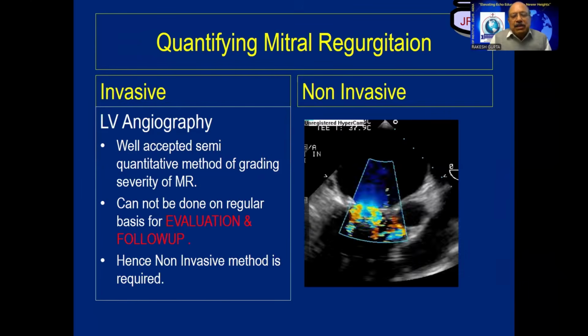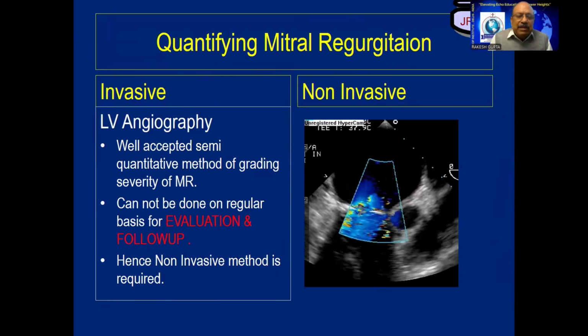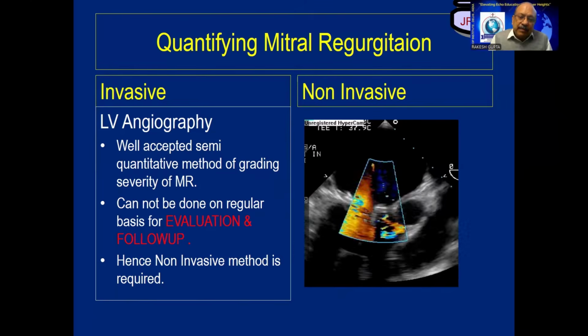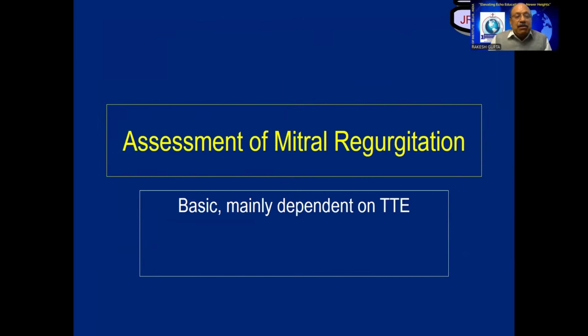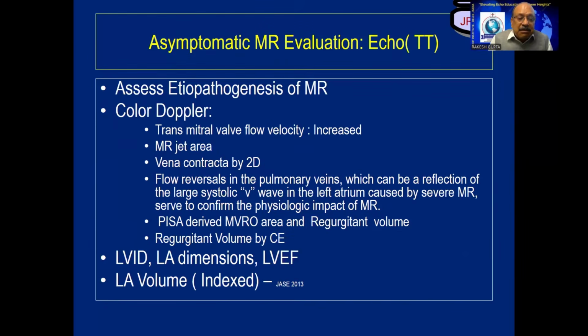Then quantification of the mitral valve leaflets. There was a time when you used to have angiography. Now it is hardly done as of today to assess severity of mitral regurgitation. Mainly this evaluation is done by transthoracic echocardiography. Every one of us can do it. I can assure you, 70 to 80% of the diagnosis of mitral stenosis and regurgitation can be done by all of you by transthoracic echocardiography, and only 20% need additional modalities.